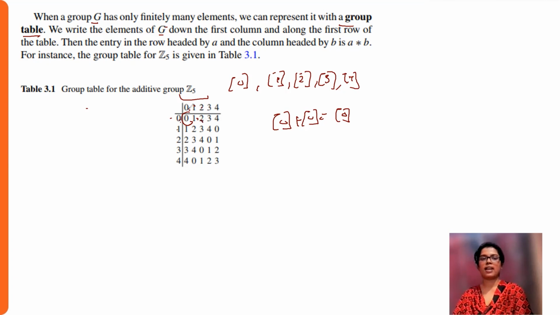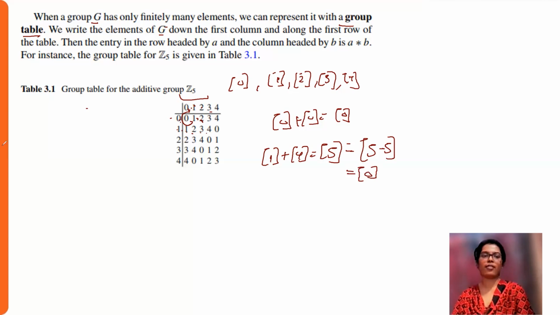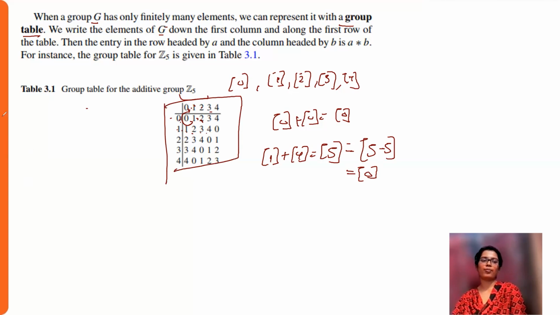Similarly, 1 class added to 0 class, we will get 1 class. 1 added to 2, we get 3. 1 added to 3, we get 4 class. And if 1 class is added to 4 class, we get 5 class. Now 5 class can be written as 5 minus 5 class, which is nothing but the 0 class, right? In the same way, we can do the same for the other ones as well. And from there, we can derive the group table of this additive group.